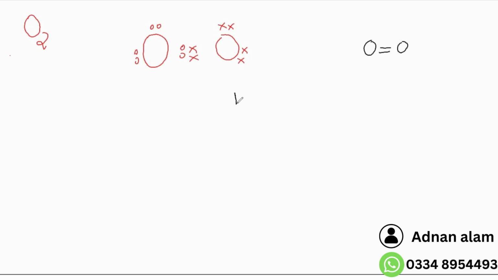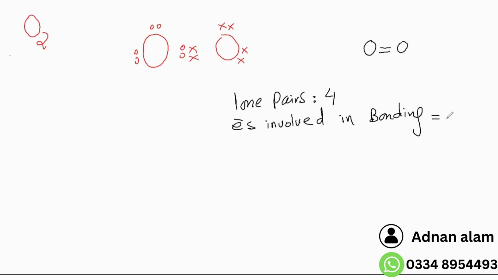अब बेटा इसमें lone pairs कितने हैं? How many lone pairs are there? 1, 2, 3, 4. 4 lone pairs हैं. And electrons involved in the bonding are 4. Okay. Four. अच्छा ना बेटा.